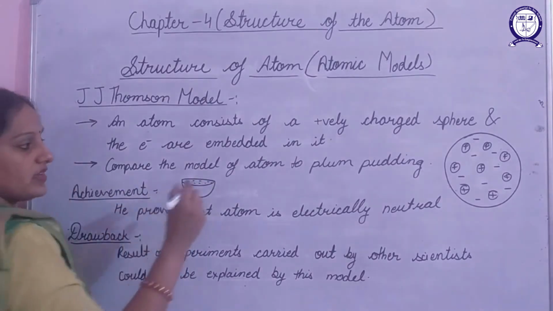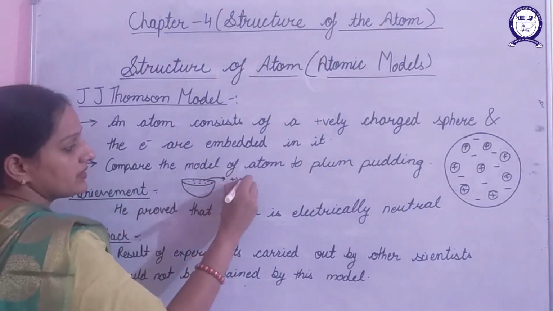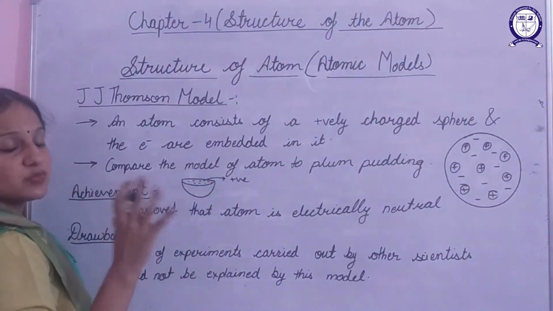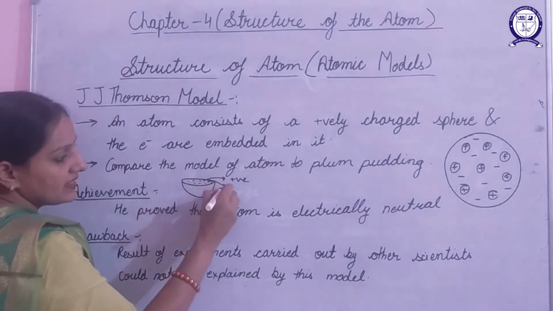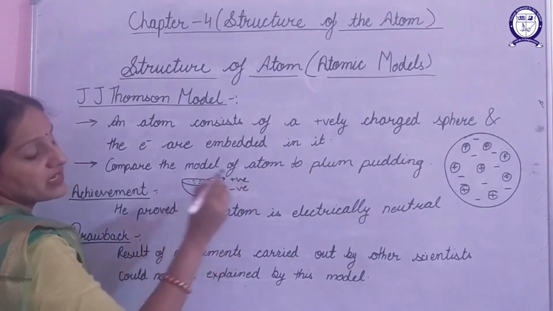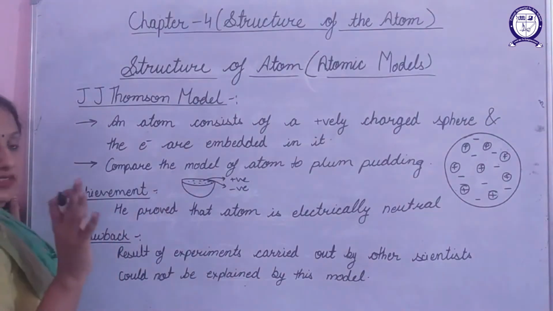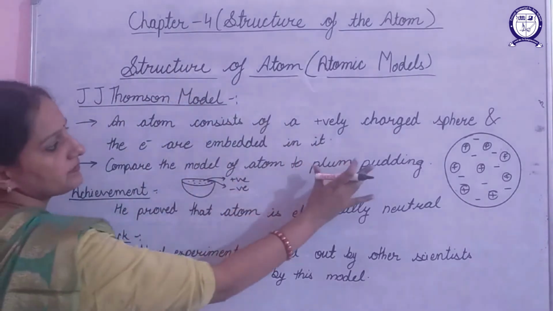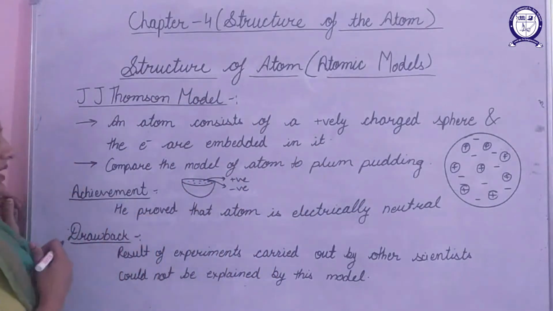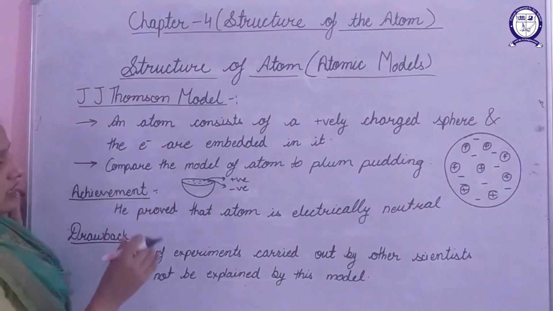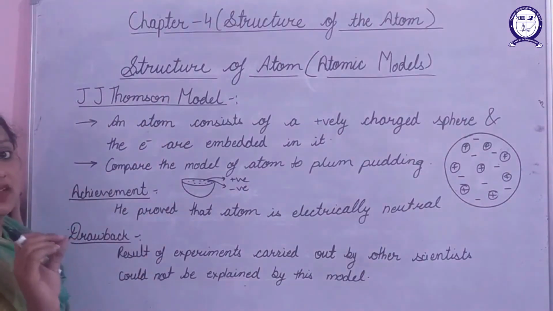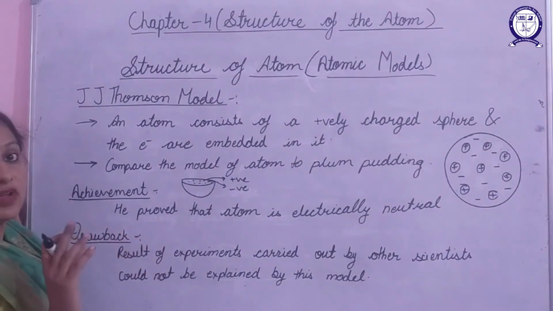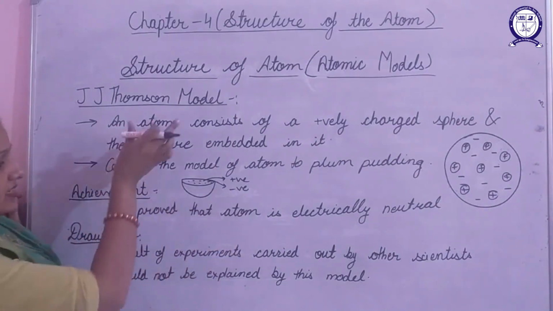In a similar way, the red edible part indicates the positively charged particles, spread everywhere, and the seeds can be compared to the negatively charged particles, or the electrons. So we can compare this model to a watermelon also, but J.J. Thomson compared it to plum pudding. Now, what were the achievements of this model? He proved that the atom is electrically neutral. That means the number of electrons inside an atom is equal to the number of protons. Only this was specified in this model.